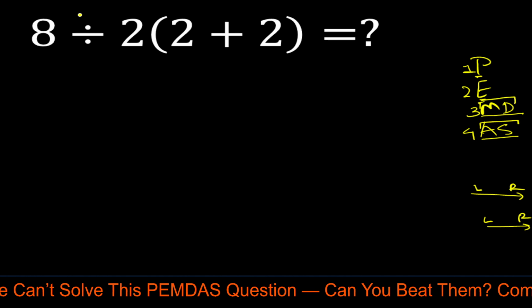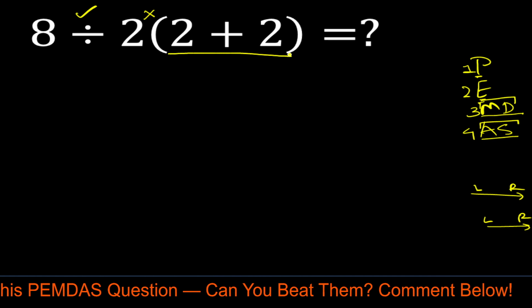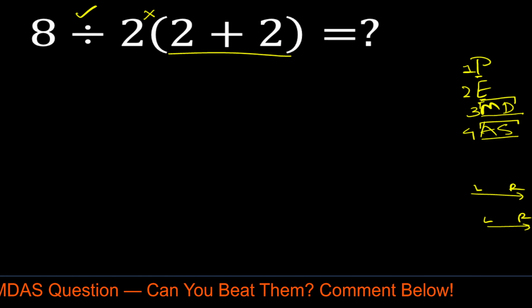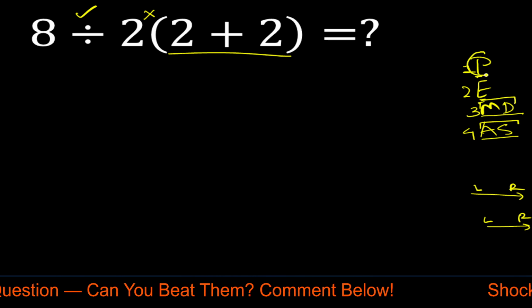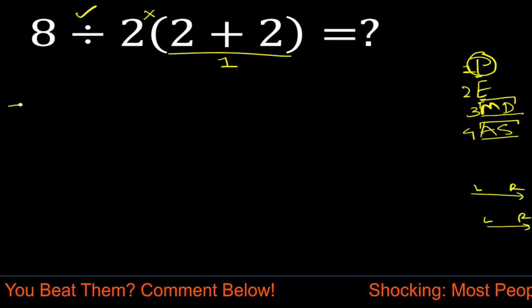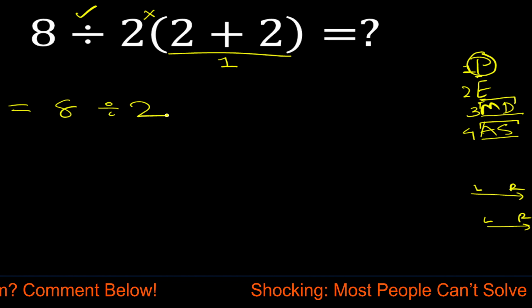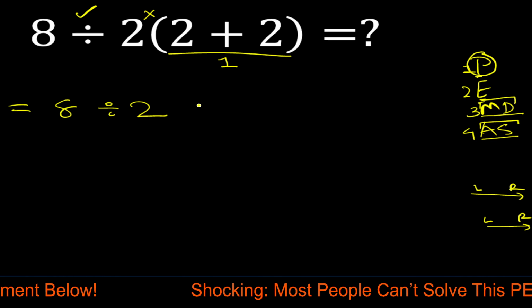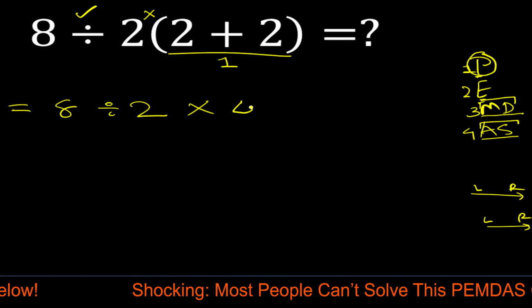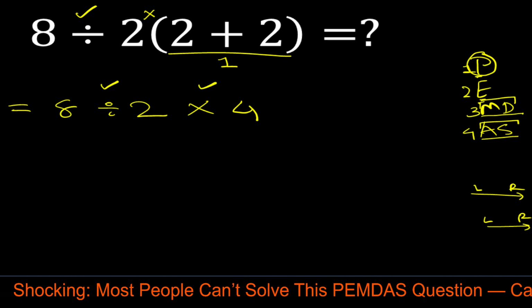Also addition and subtraction both have equal priority, so we have to solve it from left to right. So in this question, here we have one division, here multiplication, and here we have one parenthesis, right? So according to the PEMDAS rule, first we have to solve the parenthesis. So first we have to solve this parenthesis, right? So now 8 divided by 2. Now solve this parenthesis. 2 plus 2 is equal to 4. So times 4.